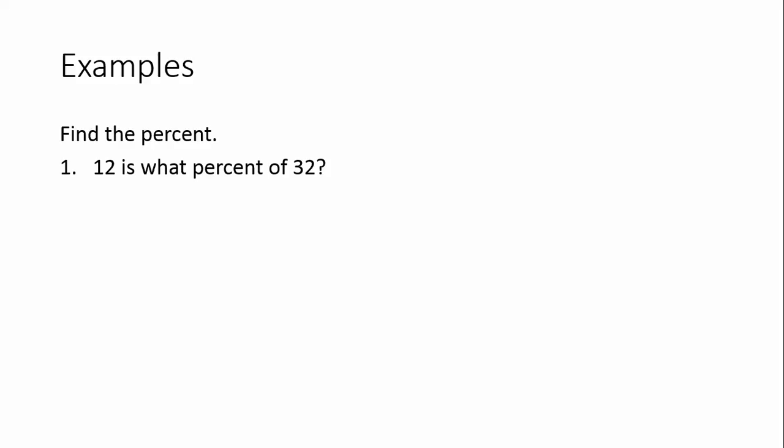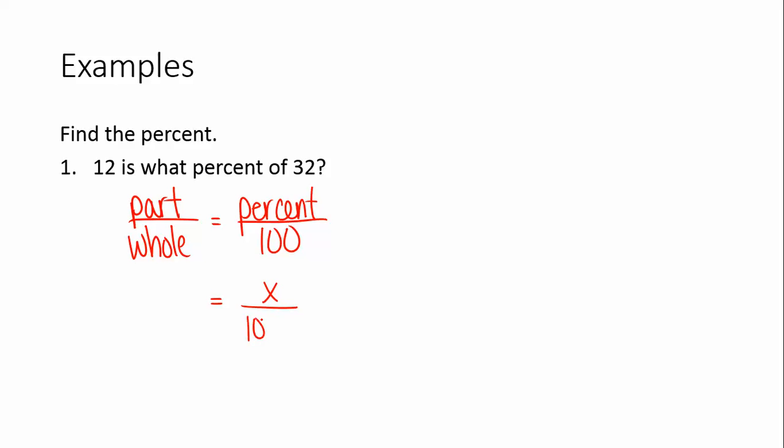So let's find the percent. It says 12 is what percent of 32? So remember, part over whole equals percent over 100. So you have to figure out which part is the variable, and it's the percent that we don't know, so that's our variable. The part is 12, and the whole is 32. So 12 is part of 32, and what percentage is that of 32?